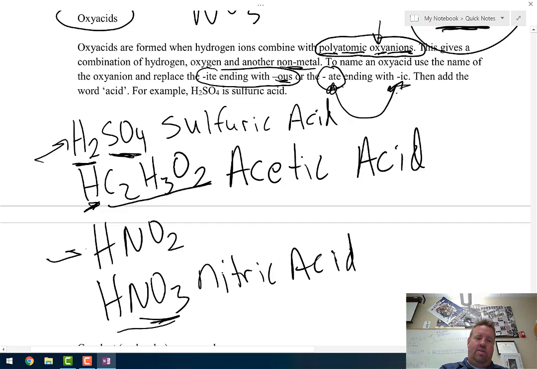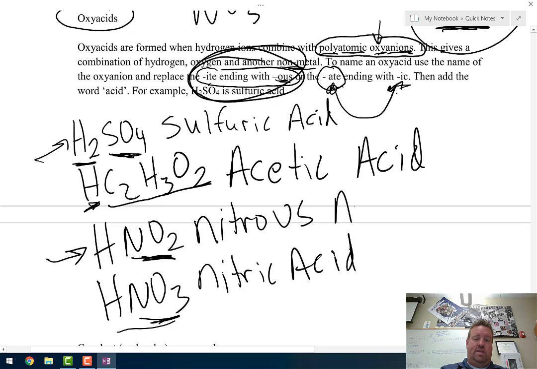So, well, what about this formula here? This formula here looks just like nitric acid, but it has 1 less oxygen, which means that this NO2 is called nitrite. And nitrite, now we're back to this part right here. If it ends in ITE, it becomes OUS at the end. And so this is nitrous acid.